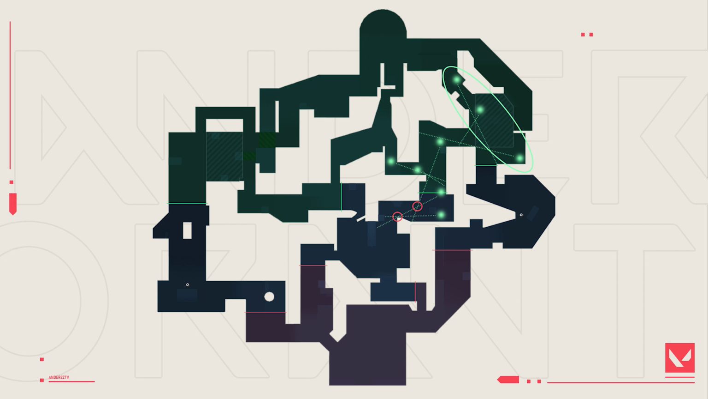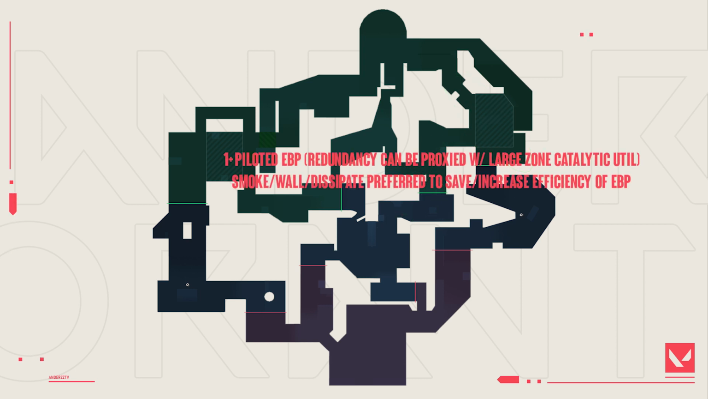To summarize our last attacking corridor, we need one or more piece of piloted EBP. Redundancy here can technically be proxied with those large zone catalytic util elements I discussed.